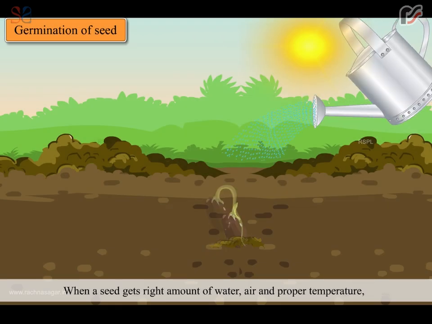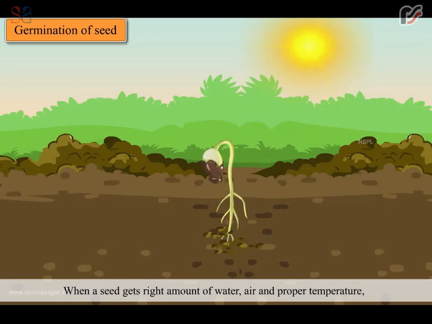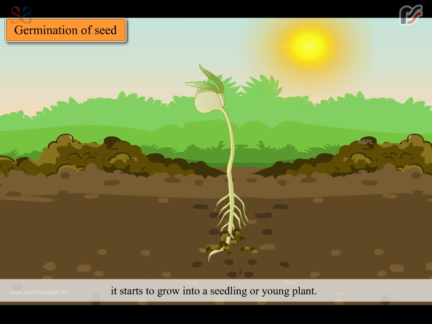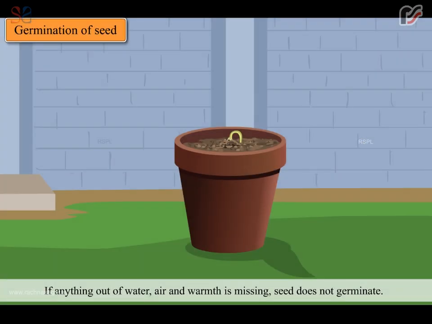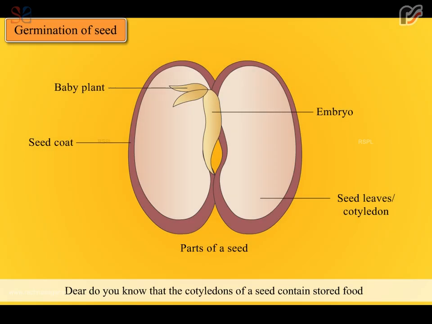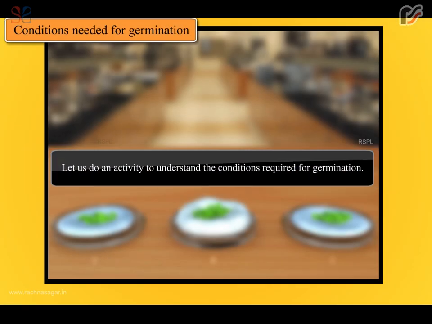When a seed gets the right amount of water, air and proper temperature, it starts to grow into a seedling or young plant. This process is called germination. If anything out of water, air and warmth is missing, the seed does not germinate. Dear, do you know that the cotyledons of a seed contain stored food which is utilized by the developing seedling for its growth? Let us do an activity to understand the conditions required for germination.